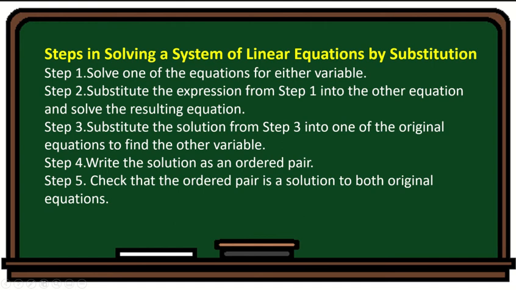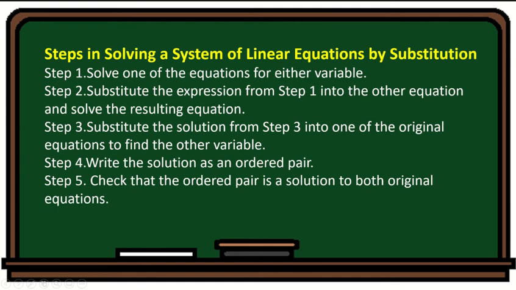Step 1. Solve one of the equations for either variable. When we say either of the variables, we are to look for the value of x or y. Step 2. Substitute the expression from step 1 into the other equation and solve the resulting equation. Step 3. Substitute the solution from step 2 into one of the original equations to find the other variable. Step 4. Write the solution as an ordered pair. And step 5. Check the ordered pair if it is a solution to both original equations.